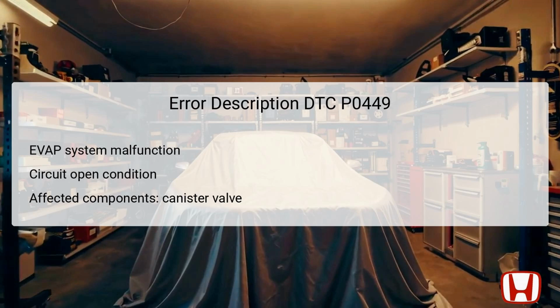Components affected by this error include the canister vent shut valve, which controls the flow of fuel vapor from the fuel tank to the EVAP canister, and the electrical wires connecting these components. Typically situated near the fuel tank, this valve plays a critical role in preventing evaporative emissions. When the valve remains open, it fails to seal properly, which can disrupt system pressure and trigger the error code.